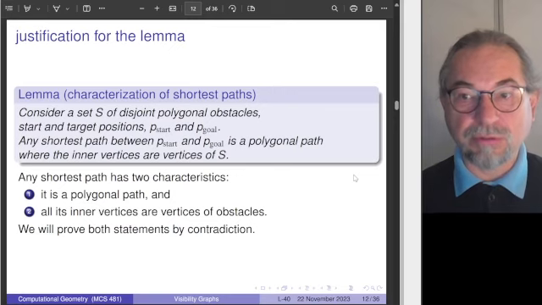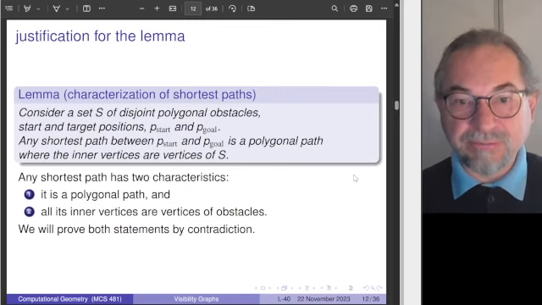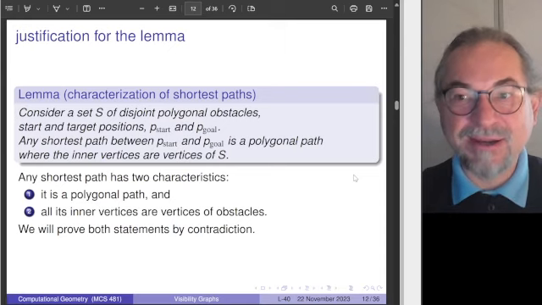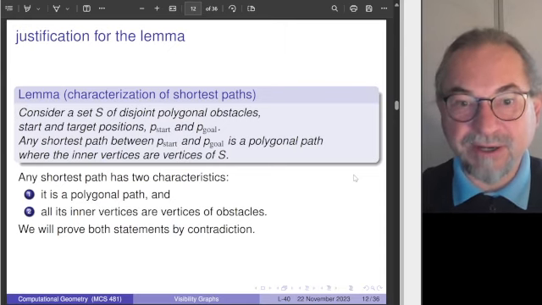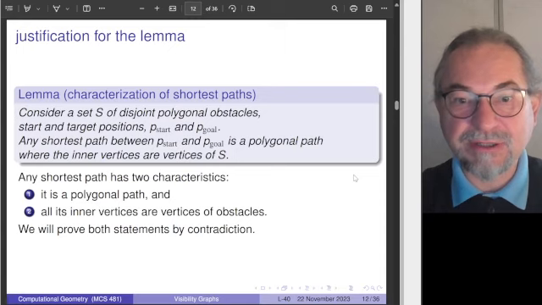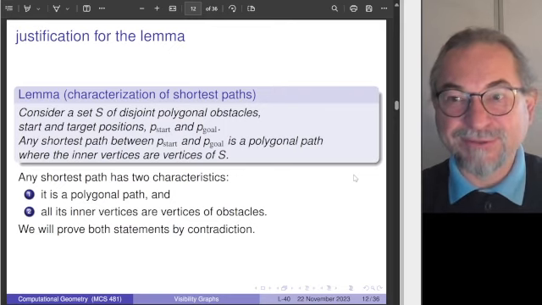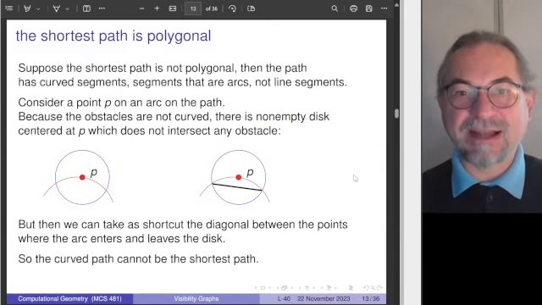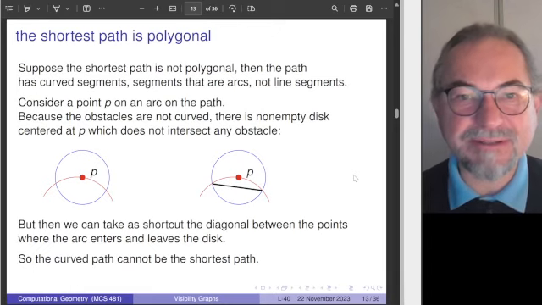So that is what we will prove. It's polygonal, and also the inner vertices are the vertices of the obstacles. And we will assume that this is not the case. We will assume that there are nice bending curves, and we will also assume that there will be vertex points that are not vertex points of the obstacles. We will prove these statements by contradiction. So this is a geometry course, but actually if you have taken a course in analysis, you will recognize the arguments.